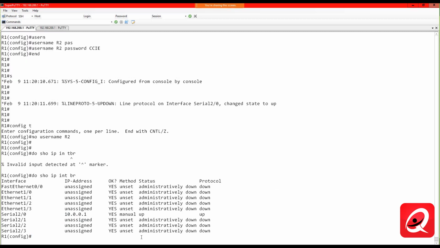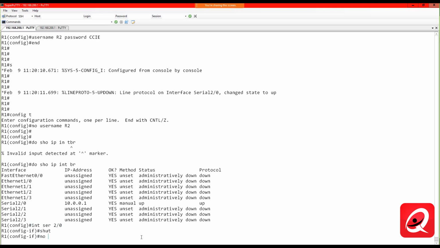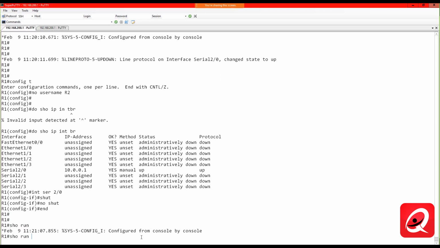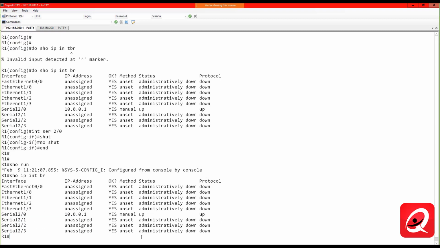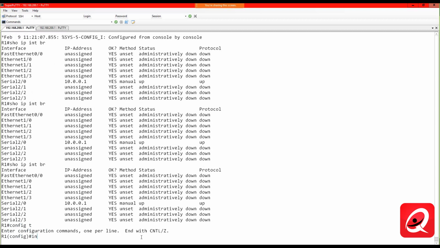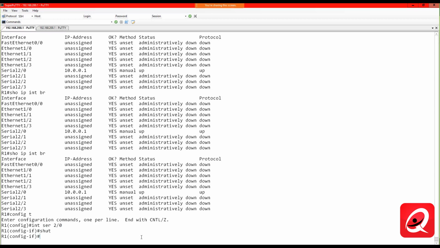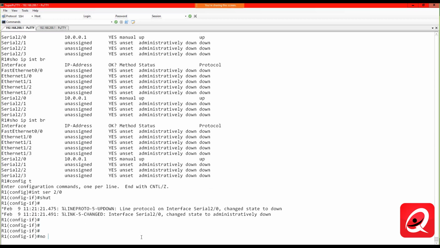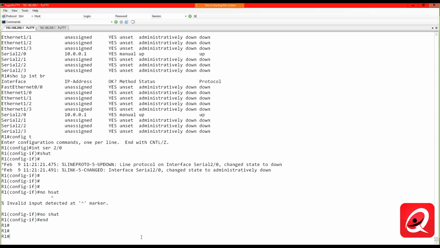And actually, we would have to wait for a timeout period, because remember, authentication only occurs one time, and then that link maintains its establishment for a period of time. We're not constantly doing the authentication. So let's go into interface serial 2/0, do a shut and a no shut, and show ip interface brief. Let's try that again. I probably did it too quickly. Shut. Wait for it to go down. There we go. No shut.